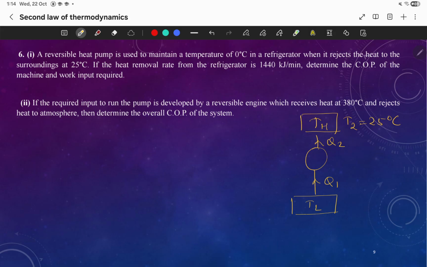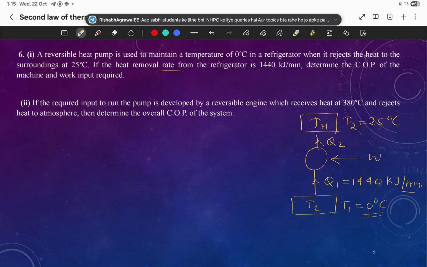If the heat removal rate from the refrigerator, Q1, is given as 1440 kilojoule per minute, determine the COP of the machine and the work input required. So this will be work. Now T1 is 0 degrees Celsius. I hope we have all the values here, right?